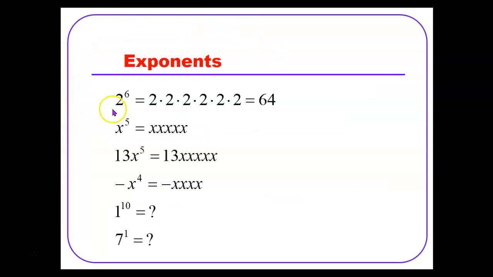So, exponents, that's when you have an expression like 2 to the 6th power. The little number up here is the power or the exponent, and that tells you how many of, in this case, the 2 to multiply together. So 2 to the 6th power means 2 times 2 times 2 times 2 times 2 times 2. When you multiply that all out, you get 64.